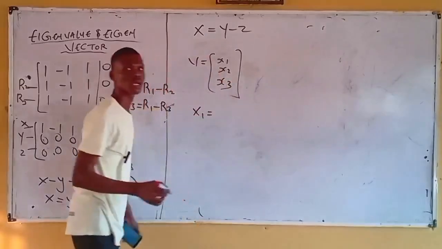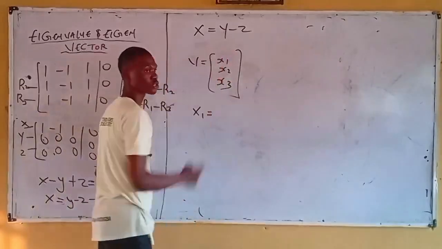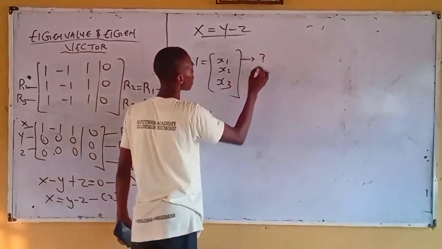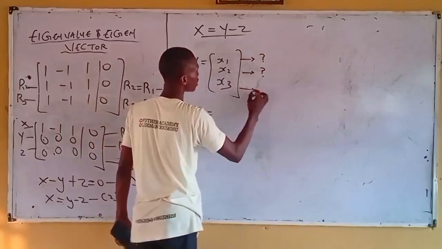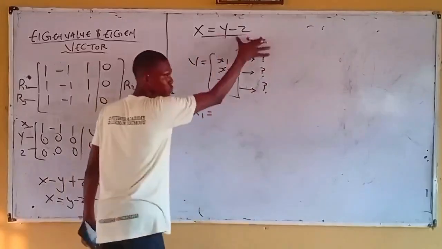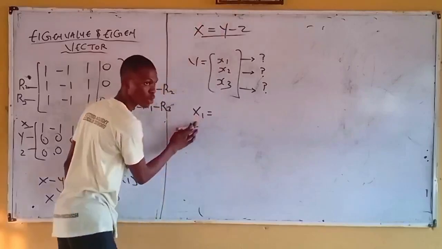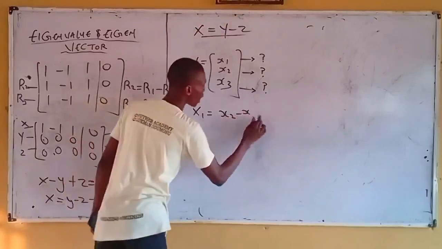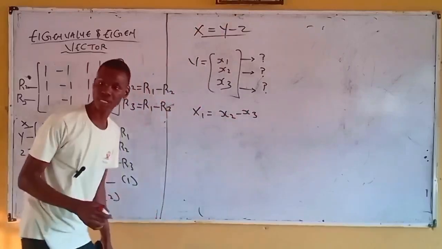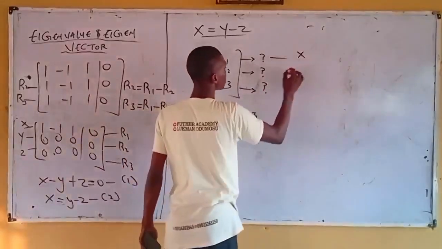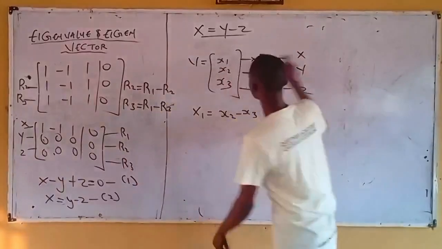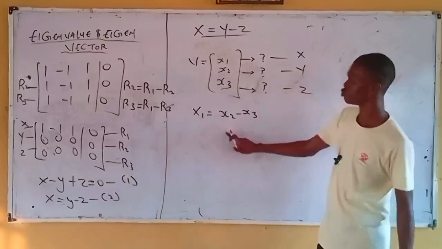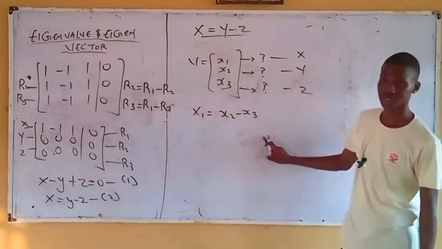Now, from this interpretation, what it means is that I want to know the value of x1, question mark, the value of x2, question mark, the value of x3, question mark. From what I've gotten here, to get x1, what does it mean? x2 minus x3. Why is it x2 minus x3? Because this is row x, this is row y, this is row z. x1 equals y, x2, minus z, x3, right?